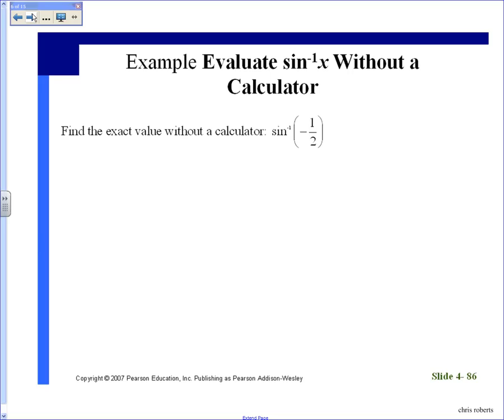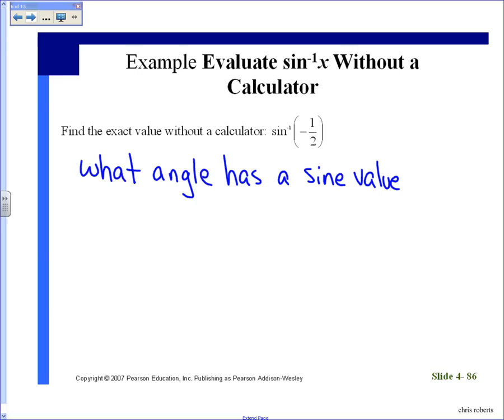Okay, example here, evaluating an inverse sine. We have the inverse sine of negative 1/2. So basically, the way I read this question is, what angle has a sine value of negative 1/2? So I like to think of my unit circle.